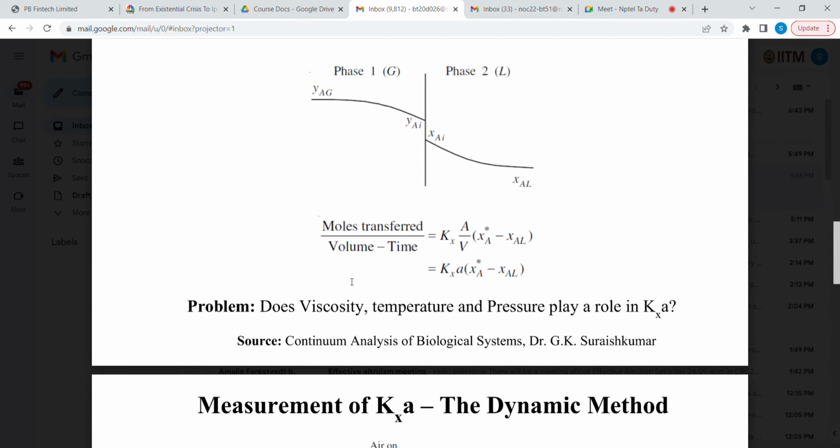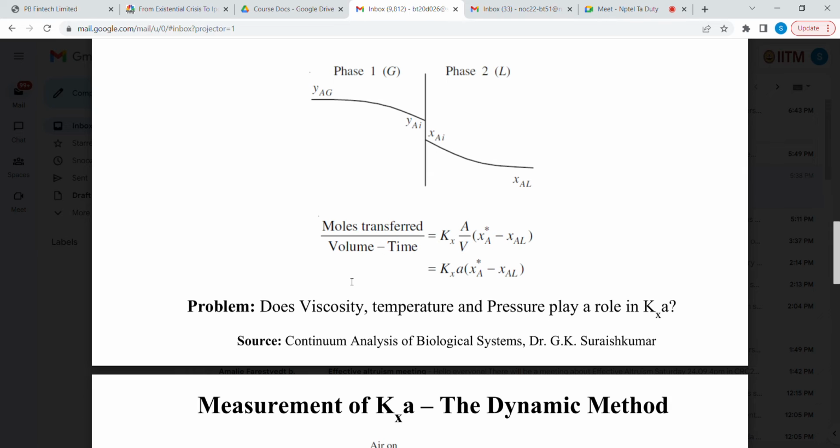Finally, moles transferred per unit volume per unit time is given as Kxa or Kla into Xa star minus Xal, where Xa star is the amount of oxygen that a liquid can hold, and Xal is the amount of oxygen that's already present in the liquid. Typically, you will see this as the oxygen transfer rate equal to the oxygen consumption rate at steady state. Okay, let's not talk about that.